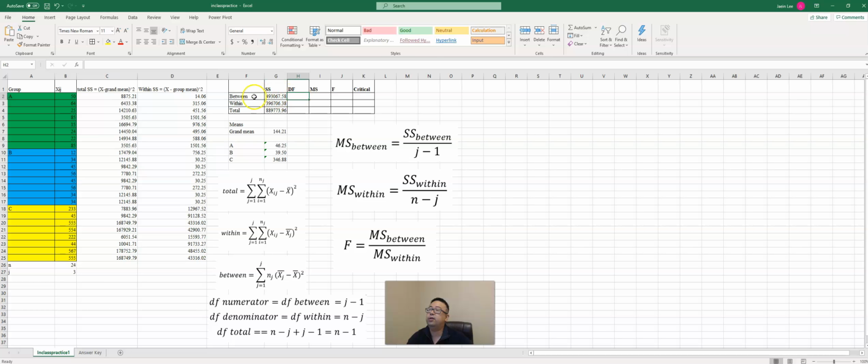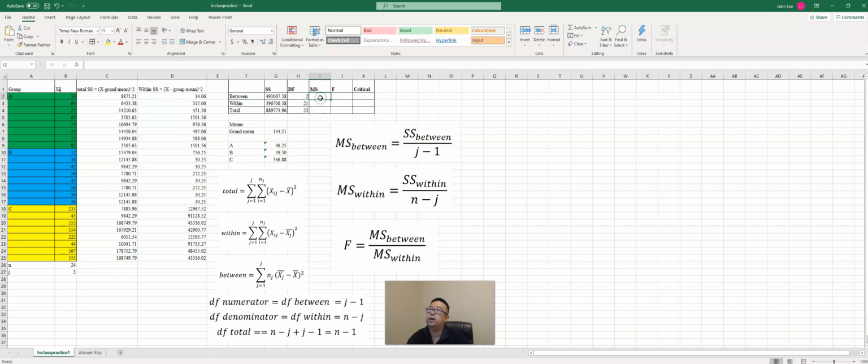Okay, so degrees of freedom of the between is j minus 1, which is the number of groups minus 1. So that is 3 minus 1. And now the df within is the df denominator, so that is n minus j. Now we have 24 cases, so that is 24 minus 3. Okay, it's 21. So the total is n minus 1, so 24 minus 1 is 23.